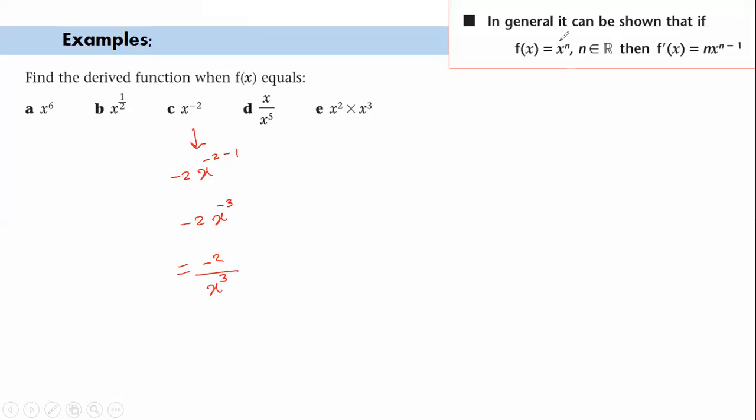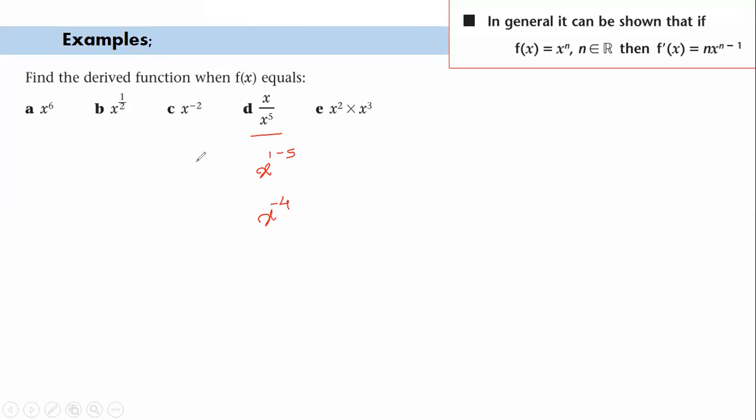Then we look at part D. Before you get a derived function for this function, it would be much more convenient if we simplify this expression, since both the terms are in x base. So using the index rules, or indices, we can simplify this to x to the power 1 minus 5. That gives us x to the power minus 4.